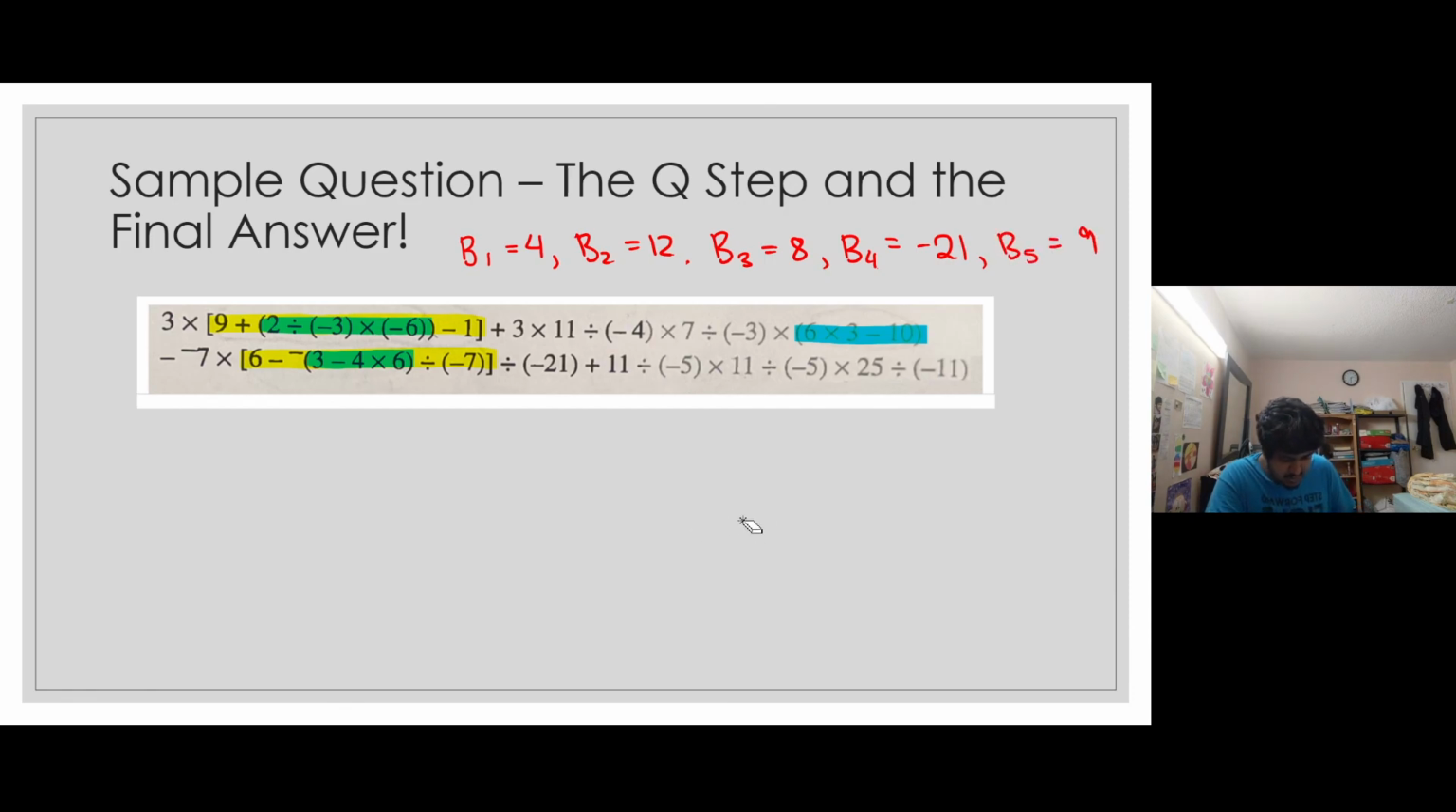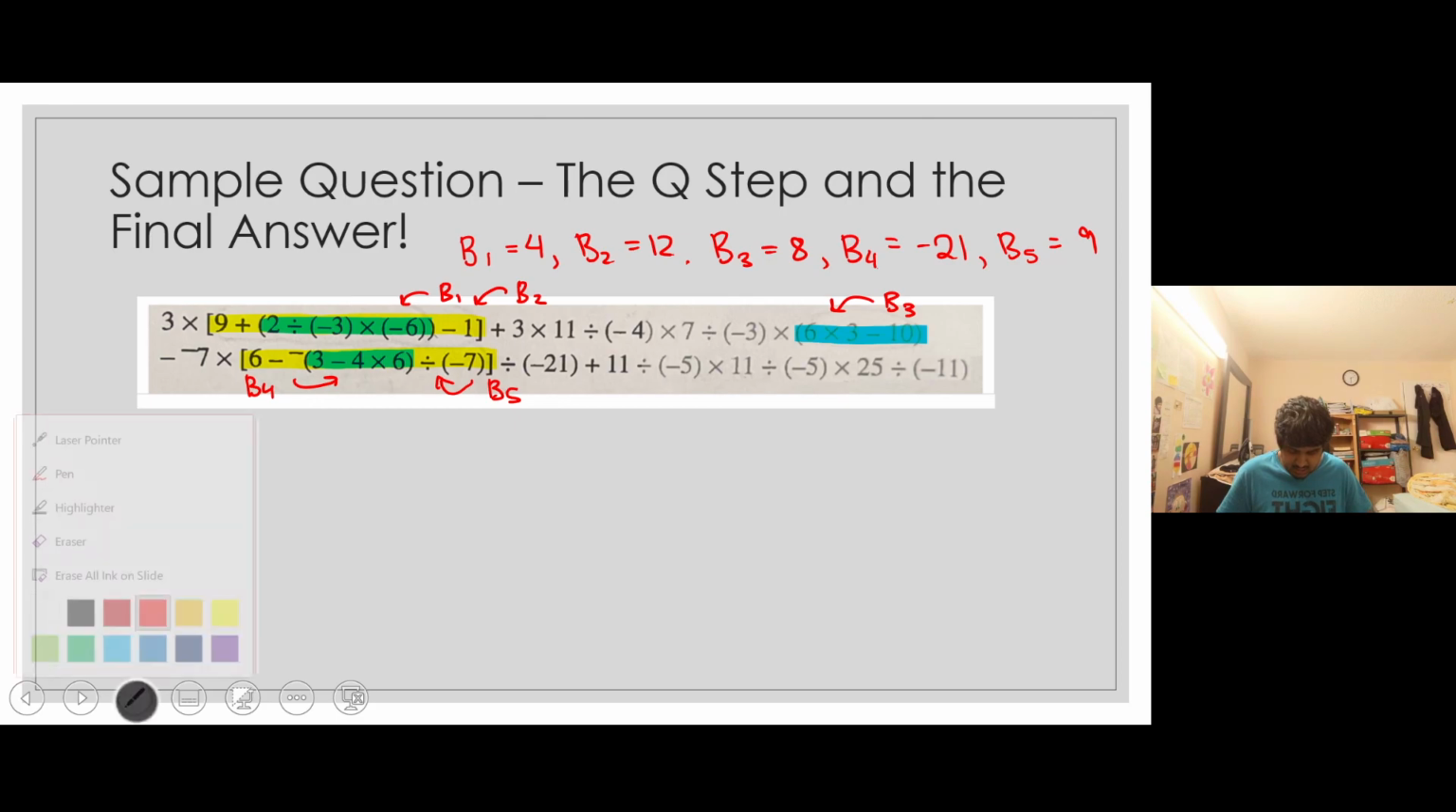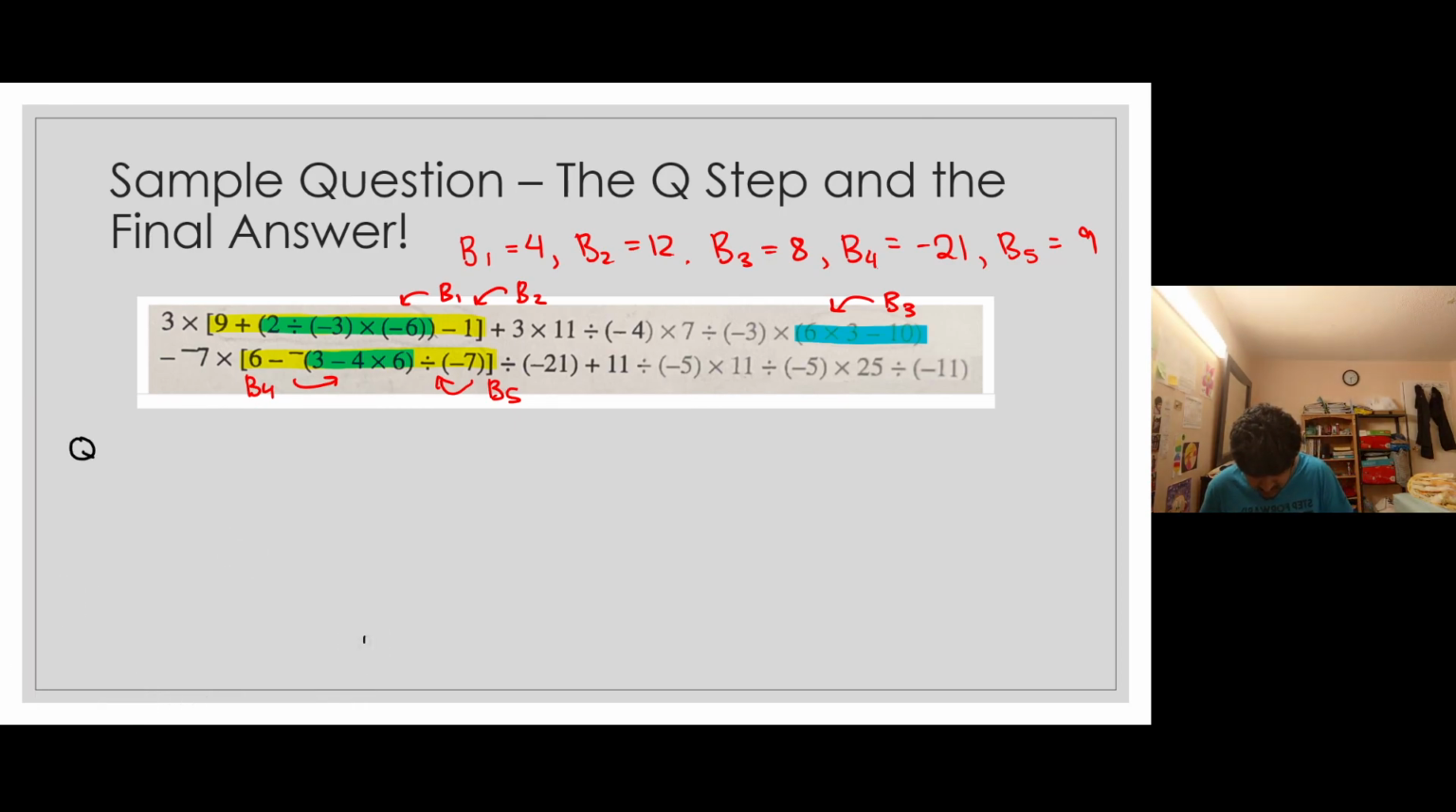So I have all my results. I'm ready to go. Let me just label my brackets for me now. So we have B1, B2, B3, and B5. Nothing new here, just amalgamating all the information from the previous page. Now we want to go ahead and write our beautiful Q step. Let's go ahead and do that.